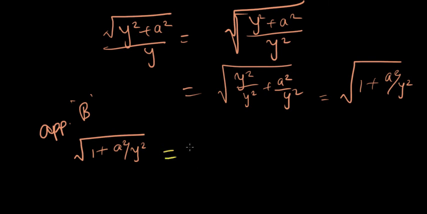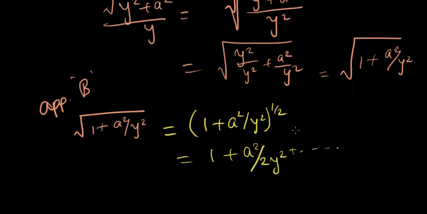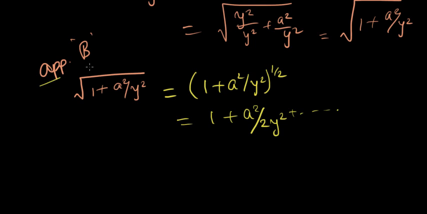Alright, let's expand this to 1 plus a squared over y squared, the whole power half, right? That's what the square root is all about. And there's an expansion to this, and it is 1 plus a squared over 2y squared. Okay? This can be seen from the appendix B of the textbook, so don't worry. So this is what we can write for the expansion of this part here. A squared over 2y squared.